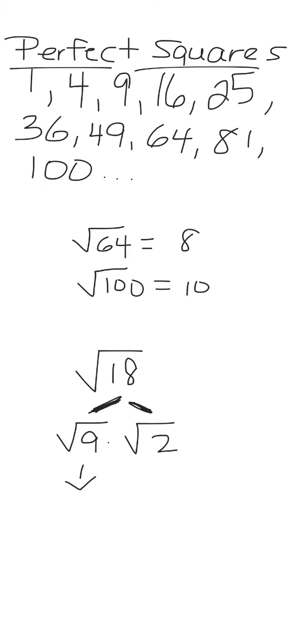Now, the square root of 9, I can simplify to 3. That's a whole number. But the square root of 2 I cannot simplify, so I'm going to bring it down. So actually, in simplest form, the square root of 18 is equal to 3 times the square root of 2, or 3 radical 2.